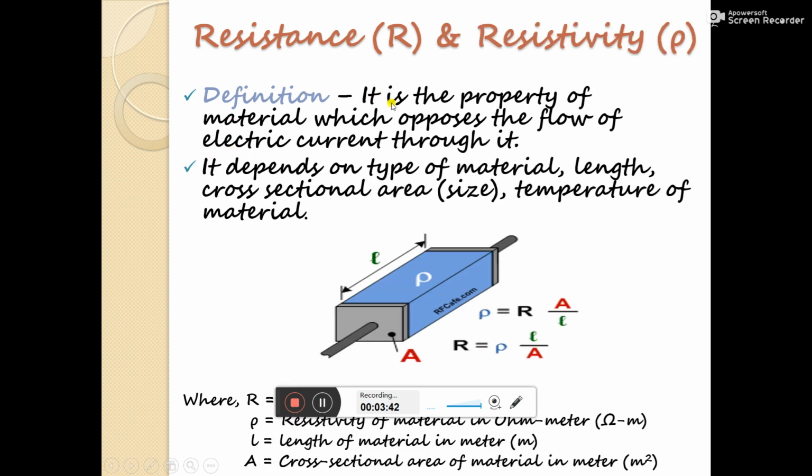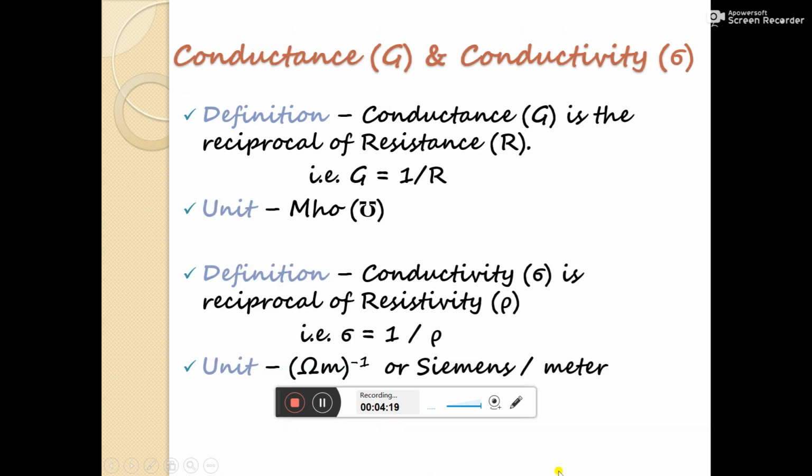The next we have the resistance and resistivity. The resistance is the property of material which opposes the flow of electric current through it, which depends upon the type of material, the length, and the cross-section area and temperature of material. Here you can see R is equal to rho L by A, where R is the resistance of material, rho is the resistivity of material in ohm meter, L is the length of material in meters, and A is the cross-section area of material in meter square.